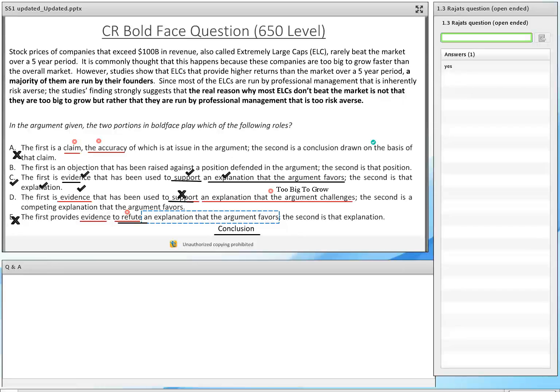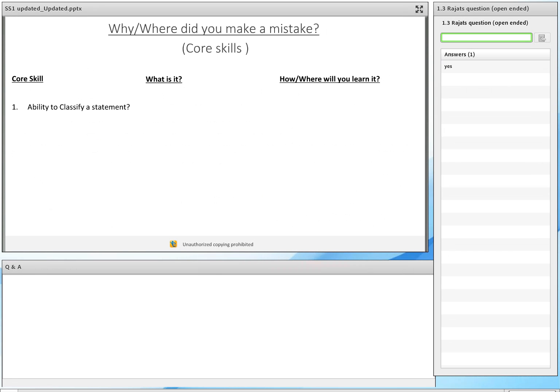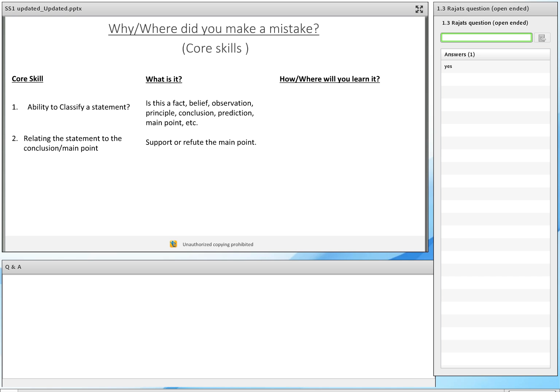So let's understand the core skills that were tested in this argument. The first core skill is fact versus claim. How can you classify a statement overall? And in more detail, is it one of these things? The second is, how does it relate to the conclusion, whether it supports or refutes? We saw many choices did that. The third is, how do the statements relate to each other? Again, whether they actually go together, or whether they're independent, or whether they go against each other.